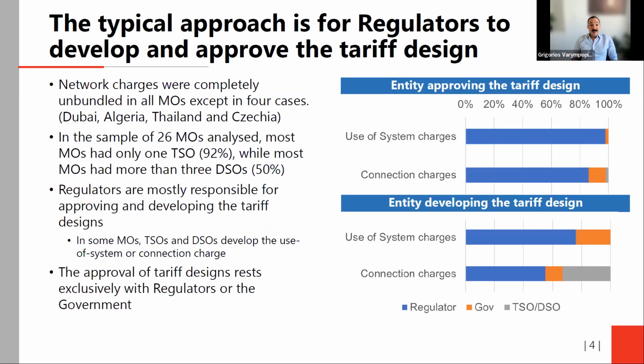So let's look at the results that came out of the study. So the typical approach is for regulators to develop and approve the tariff design. At the right-hand side here, we see two figures. The top figure analyzes the entity responsible for approving the tariffs. And the second figure at the bottom analyzes the entity responsible to develop the tariff designs themselves. The blue bar is the regulator, the orange bar is the government, and the gray bar is TSOs or DSOs.